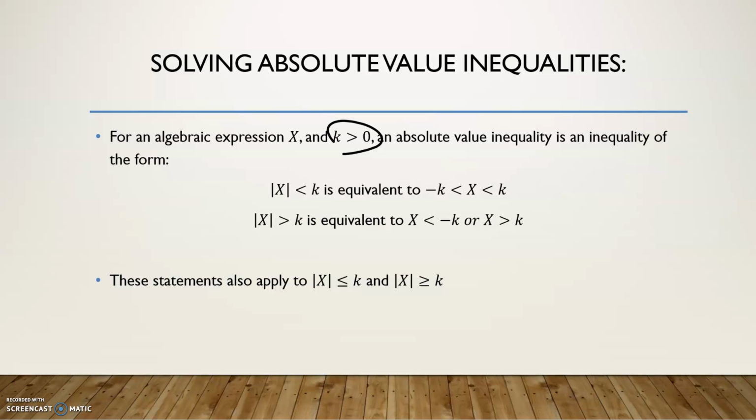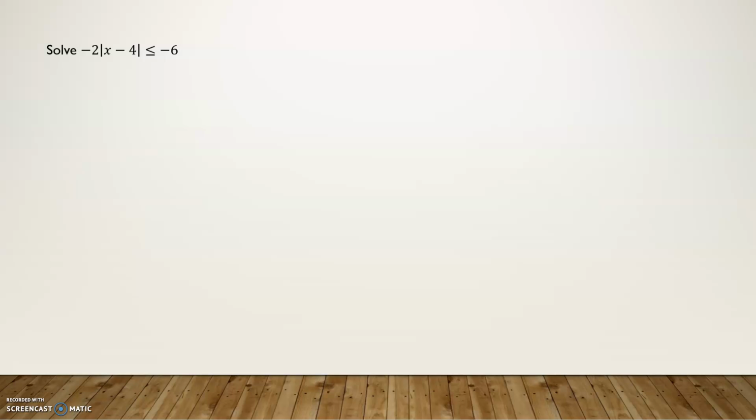Okay, and these statements also apply for less than or equal to. So less than or equal to, or greater than or equal to. If you put a line underneath these right here, everything still applies. That's basically what it says. Okay, so let's look at this one right here. Now notice I've got a less than, and well, let's first get the absolute value all by itself. Then we can compare.